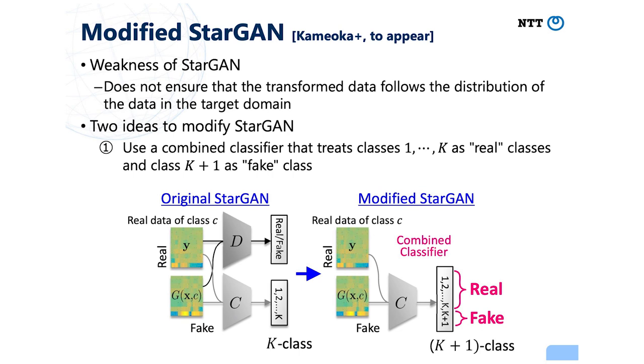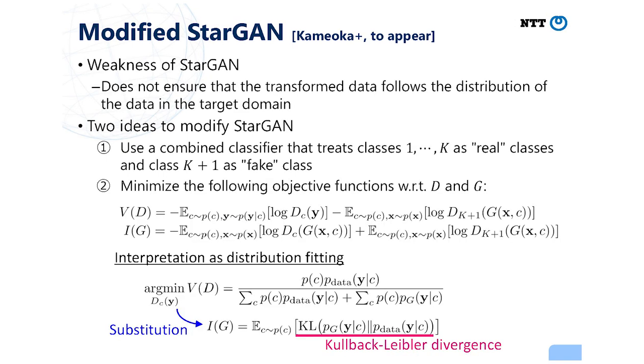And secondly, we use the following objective functions to optimize the classifier and the generator. What this criterion means is that whatever the generator generates, all the generated samples will be treated as fake samples by the classifier. And the generator tries to make the classifier believe that the generated samples belong to the appropriate class. And by using this objective function, it turns out that this can be interpreted as distribution fitting in the same way as the original GAN. Actually, this isn't published anywhere yet, and we're preparing the paper, so hopefully I can present this pretty soon.